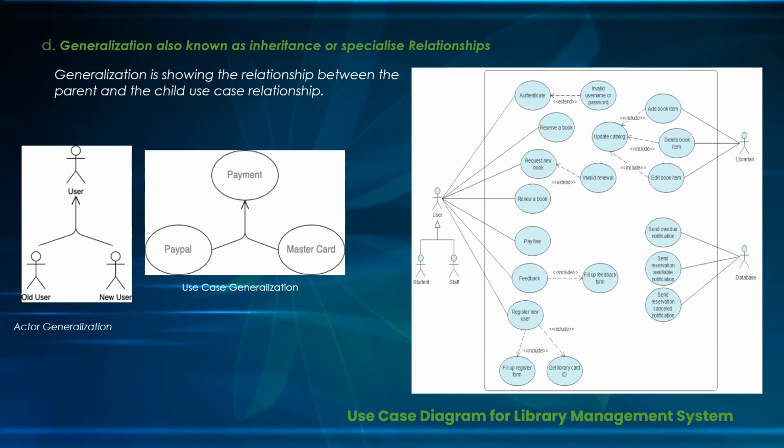So we also have a payment system. Payment is the generalization. Then payment by PayPal or payment by MasterCard, or if there's any other payment method, that now becomes an inheritance or specialized relationship. So you can see they are both payments.